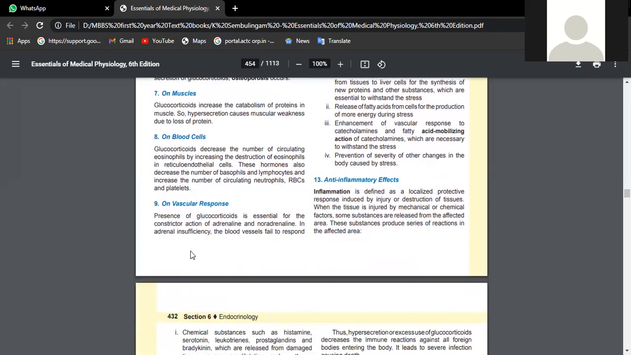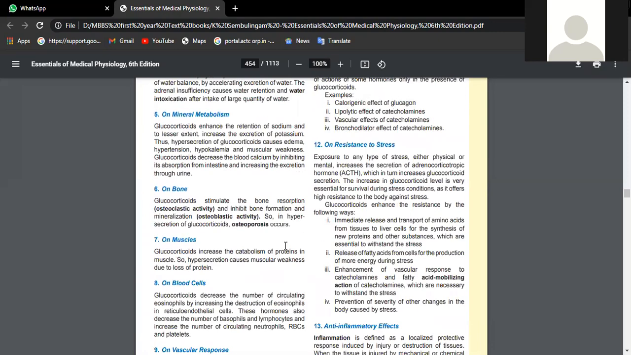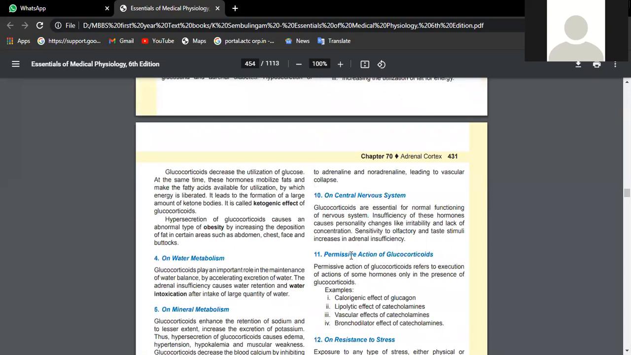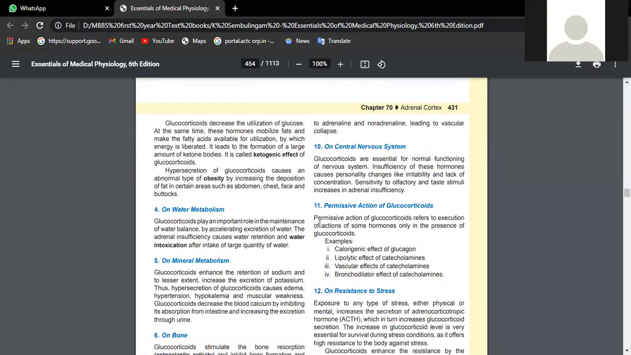Then vascular response: essential for the constrictor action of adrenaline and noradrenaline. That means it is causing vasoconstriction. And CNS: very important for the normal functioning of the CNS, to keep us active, alert.